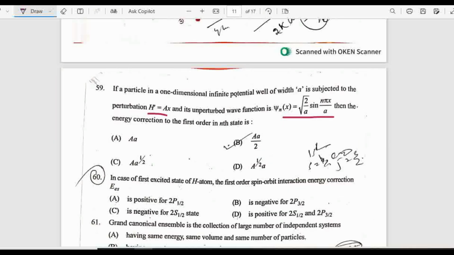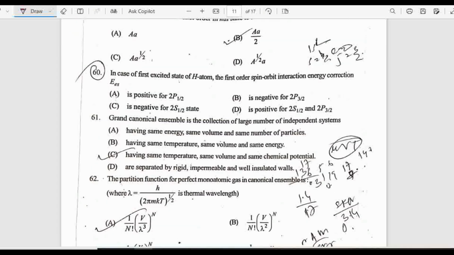Now coming to the last question in this video: in case of the first excited state of a hydrogen atom, find the first order spin orbit interaction energy correction, E_LS. That means the correction due to spin orbit. Now we have to find whether the correction is shifted upward or downward. If the splitting has gone upward, it is positive; if the splitting has gone downward, it is negative.